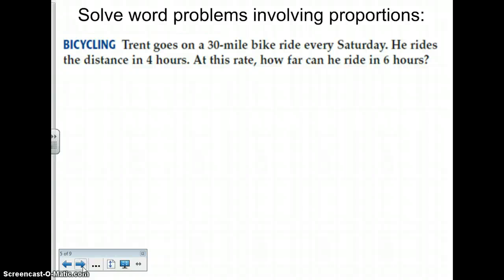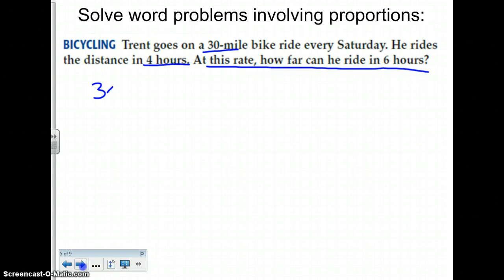Okay, word problems and proportions are often used together. They're also used a lot if we're adjusting recipes and trying to either scale them up or scale them down, if we're doubling or tripling a recipe, or cutting it in half. So here we have Trent on a 30-mile bike ride every Saturday. He rides a distance in 4 hours. At this rate, using that same rate, how far can he go in 6 hours?